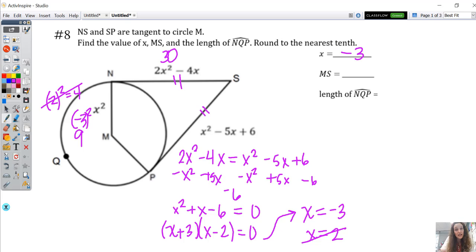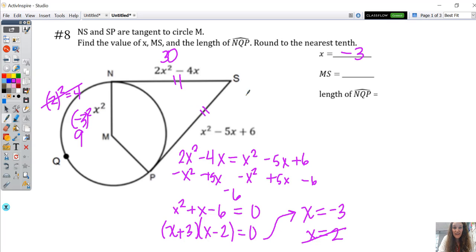And again, just because you get x is a negative number doesn't necessarily mean it doesn't work. Because here, in both instances, you're squaring that negative and it becomes positive. So don't just assume because x is negative, it's automatically eliminated.